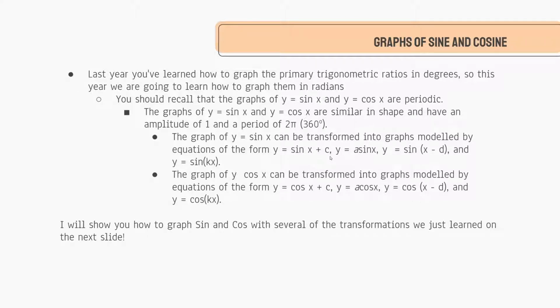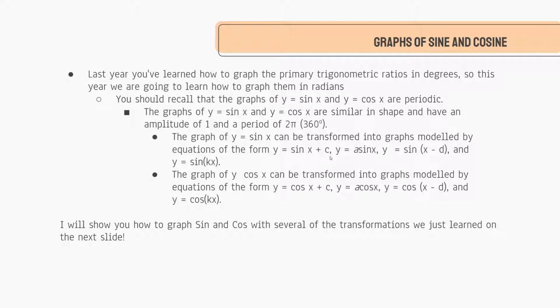The next one is y equals a times sine of x. The a value is referring to your vertical stretch factor. So if a is greater than 1, you're going to be vertically stretching the function. If a is less than 1 but is greater than 0, you're going to be vertically compressing it. Also, if your a value is negative, so less than 0, you're going to be reflecting your graph on the x-axis.